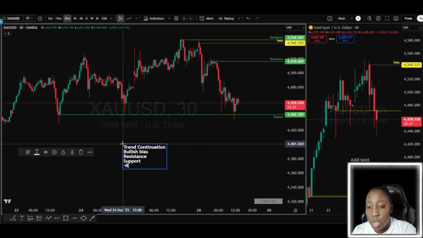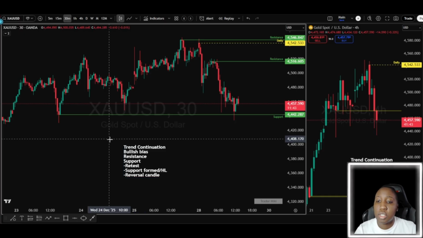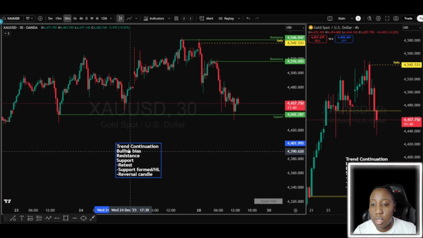So either a retest of a previous support, or you have a very strong support formed, like a very strong bullish candle at the lows, and ideally it's creating a higher low as well, or you have a reversal candle, which could be like a pin bar or an engulfing. That's pretty much the kind of thing we're looking for. For the sells, it's the opposite.